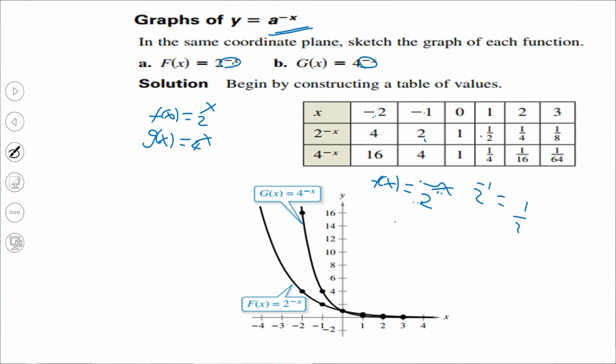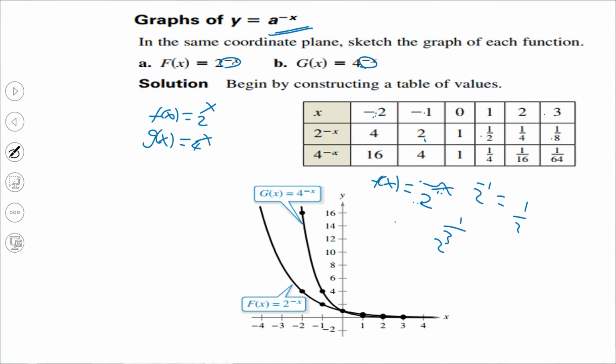If I choose 2, 2 to the power of minus 2 is 1 over 2 to the power of 2, which is 1/4. Similarly, for 3, it is 1 over 2 to the power of 3, which is 1/8.